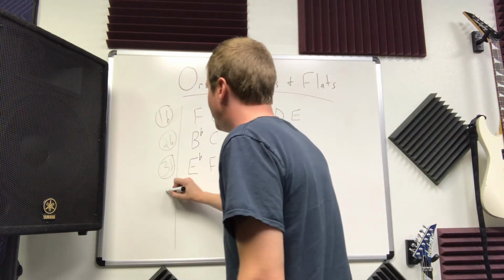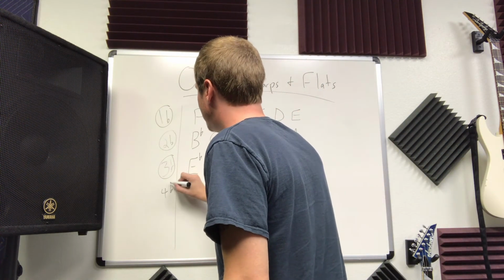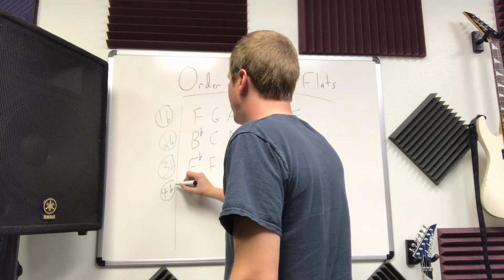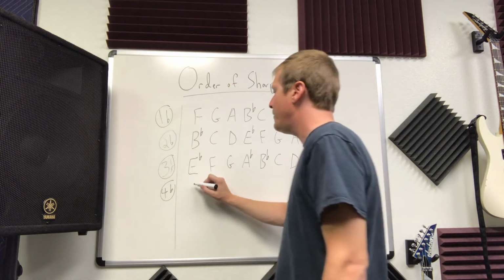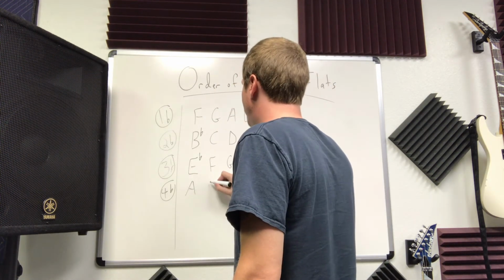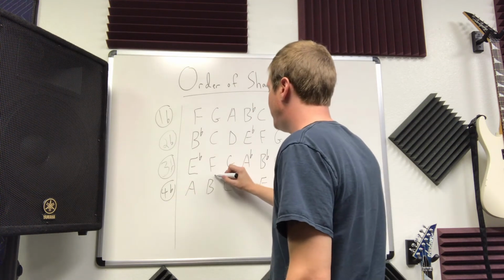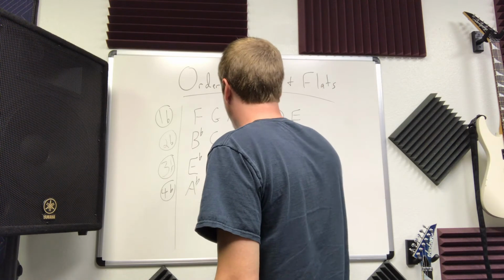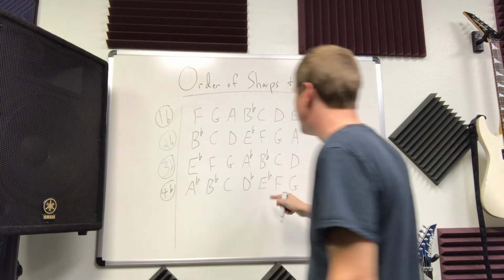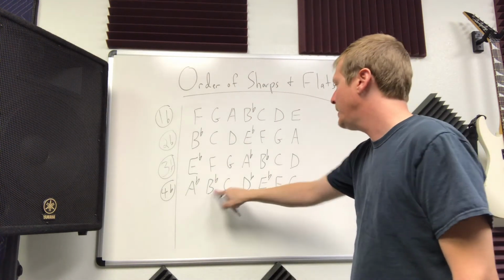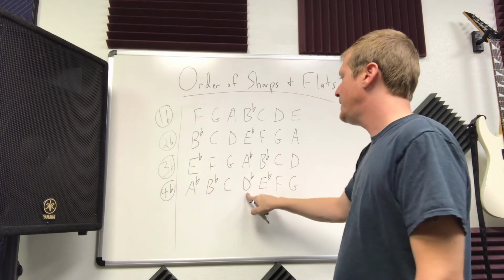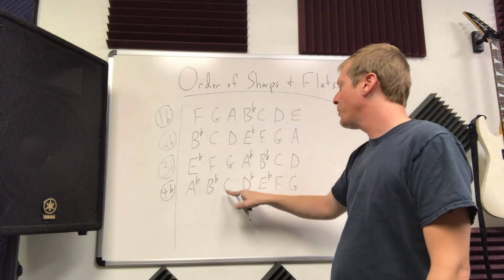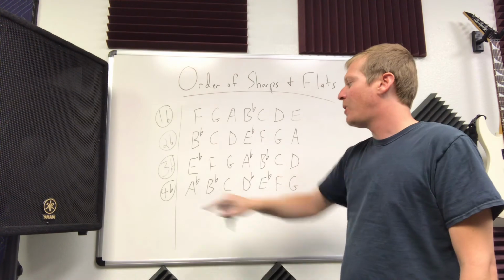Then we have 4 flats. So for 4 flats, the key is going to be A flat. But again, we're just going to write the alphabet. So we have 4 flats. So B flat, E flat, A flat, D flat. So now we've spelt out the word bead. B, E, A, D. 4 flats, and that's the order of flats, so we're spelling out all 4 letters.